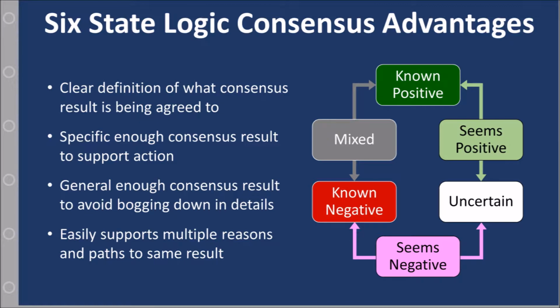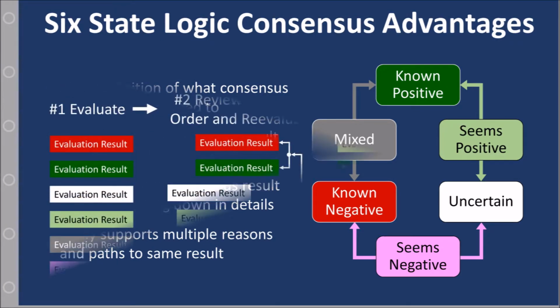For example, one team member may believe a technology seems negative because it is probably uncontrollable, while another team member may believe the technology is probably too expensive. Six-state logic enables these two team members to agree on a "seems negative" evaluation result without forcing them to unproductively agree on the exact reasons why.